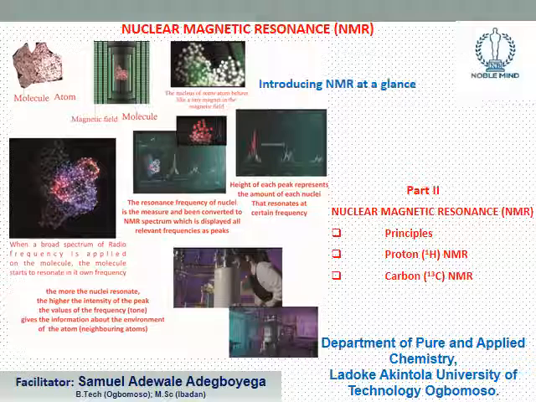We all know that molecules consist of atoms. So in a particular molecule, each atom present possesses a nucleus. Okay, when you place a particular molecule in a magnetic field, the nucleus of some atoms in the molecule behaves like a tiny magnet.